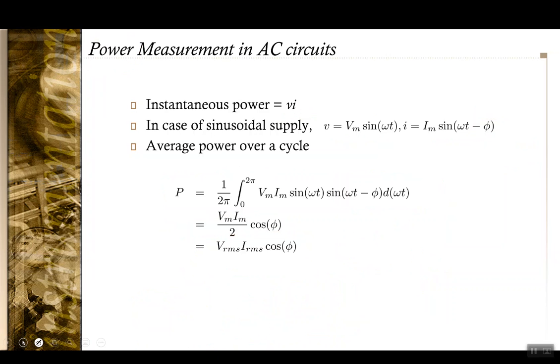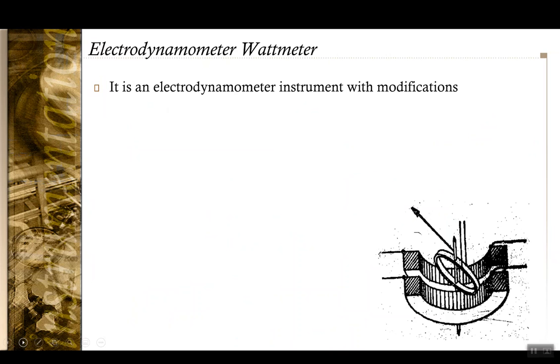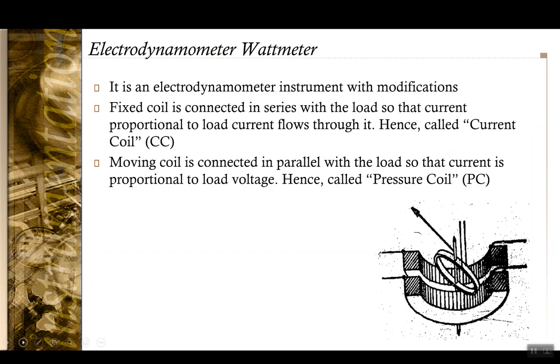Okay, now a wattmeter can actually give a reading that is related to this expression. So the desired expression is something like VI cos phi, and whether the theta that the wattmeter produces can be related to this, that is the question that we want to answer. In case of an electrodynamometer wattmeter, we use the electrodynamometer instrument with certain minor modifications. In an electrodynamometer instrument you have two currents.